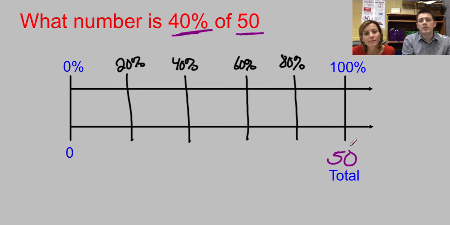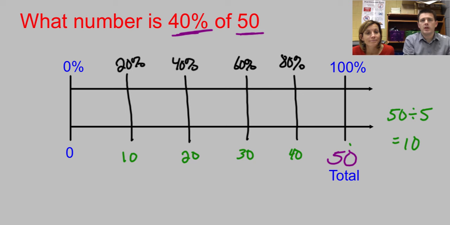Now I need to do the same thing with my total down here. I want to go up to 50, but I need to break it up into 5 equal parts. 50 divided by 5 is 10. So along the bottom of my number line, I want to count up by 10. 10, 20, 30, 40, and if I did it right, 50 is my total. And now I'm finally ready to find the answer.